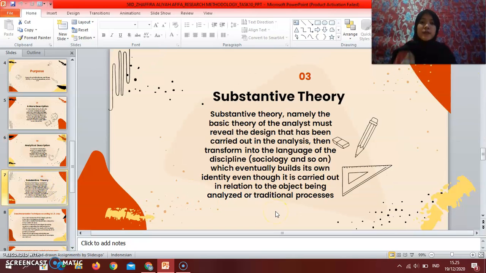And third, substantive theory. Substantive theory, namely the basic theory of the analysis, must reveal the design that has been carried out in the analysis, then transformed in the language of the discipline, or sociology and so on, which eventually builds its own identity even though it is carried out in relation to the object being analyzed or traditional process.